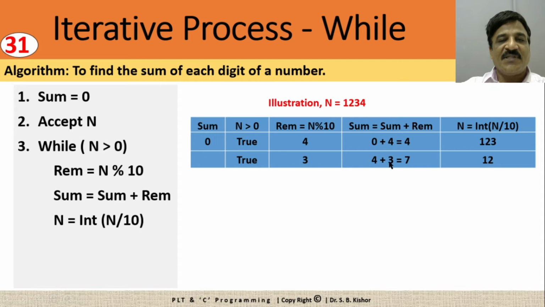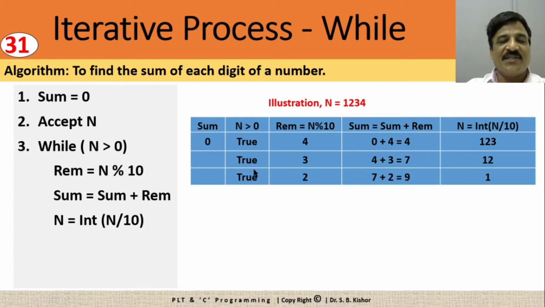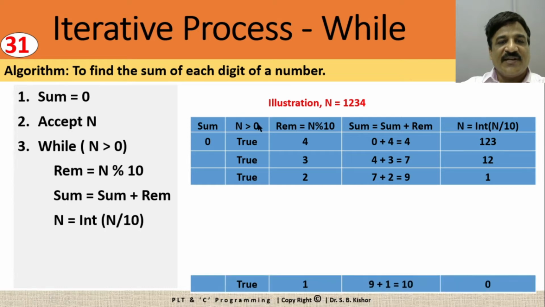Now 123 mod 10, remainder is 3. So previous sum plus 3, it's 7. Now 123 divided by 10, 12.3. So integer of that, it's 12. Again go back to the loop. 12 is greater than 0. Yes, condition is true. Now 12 mod 10, remainder is what? 2. Now previous sum plus remainder, it becomes 9. Now 12 divided by 10, it's 1.2. So integer of that is 1. So 1 is greater than 0. Yes, again condition is true.